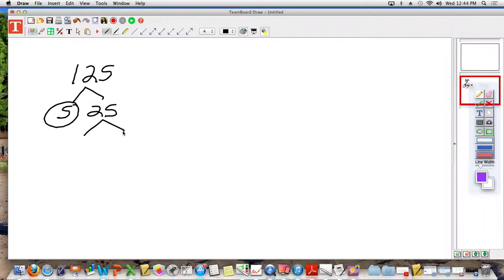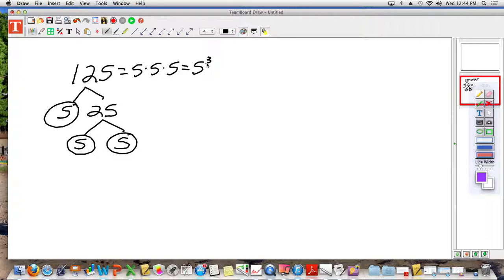25 can be written as 5 and 5. Both of these 5s are prime also, which means 125 really means 5 times 5 times 5, which really means 5 to the 3rd power.